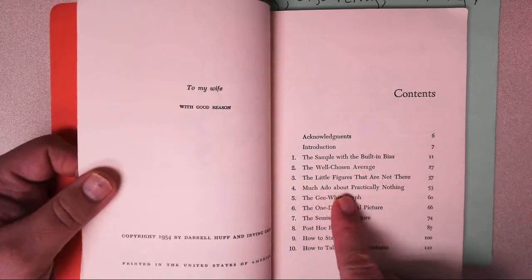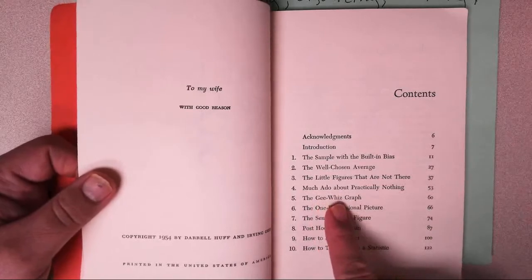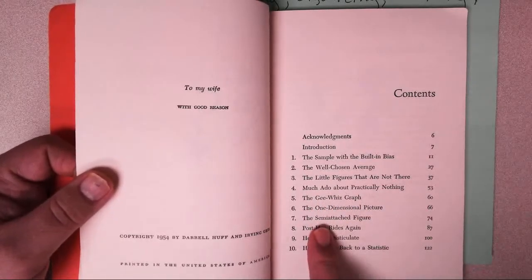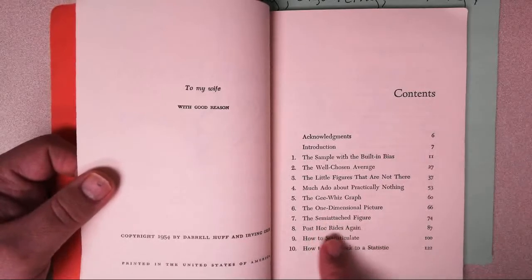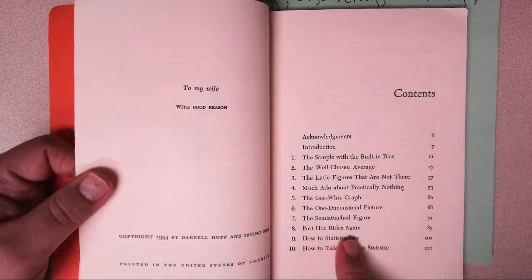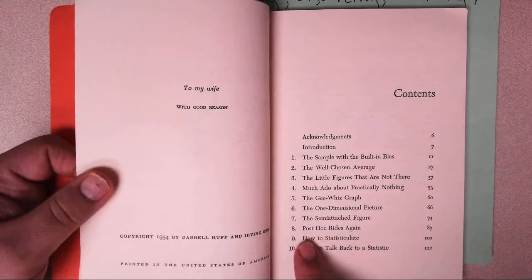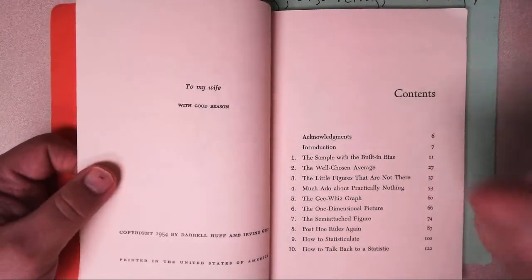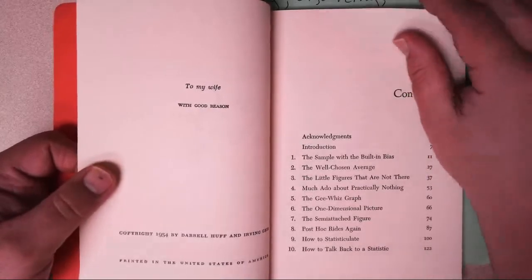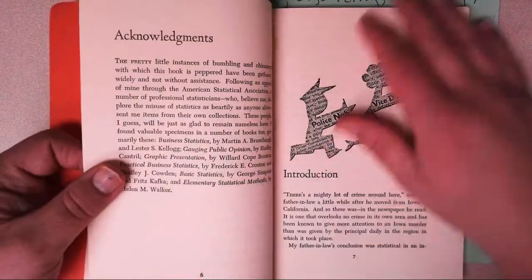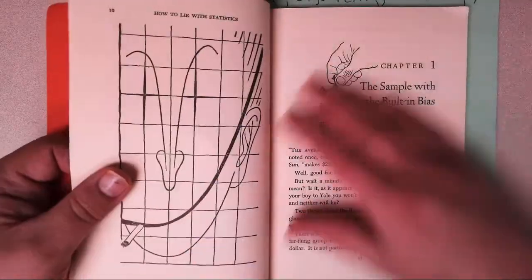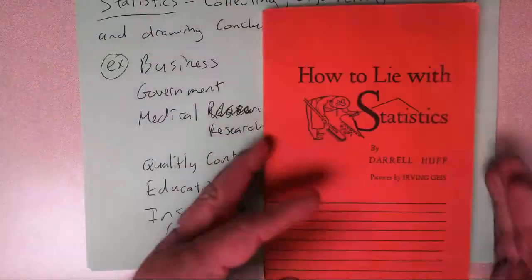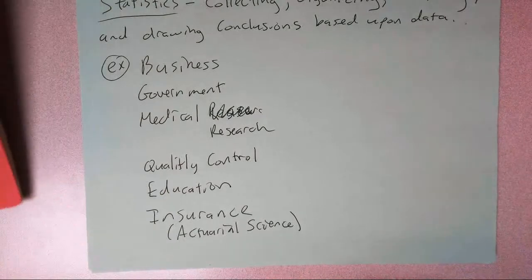The sample with the built-in bias, the well-chosen average, little figures that are not there, much ado about practically nothing, the gee whiz graph, the one-dimensional picture, the semi-attached figure, post hoc rides again, how to statisticulate, how to talk back to statistics. So this is kind of a neat book, and there's other books that are like it, and there's videos on YouTube that show how statistics can be misused.